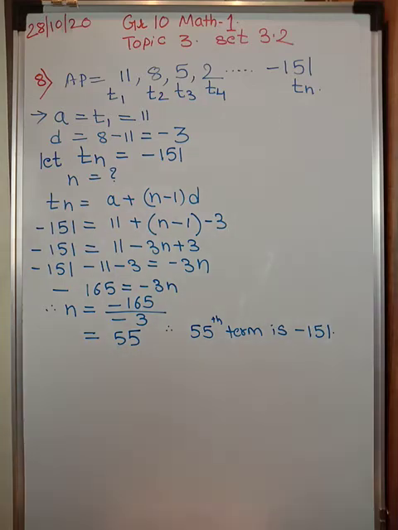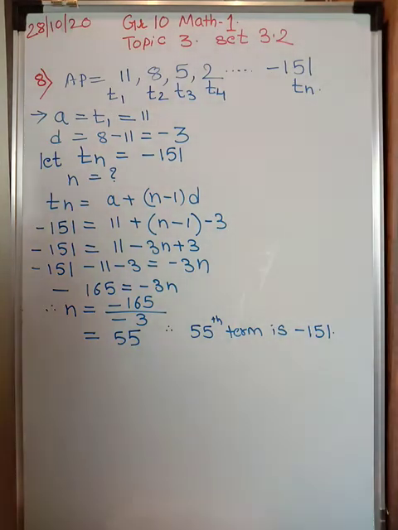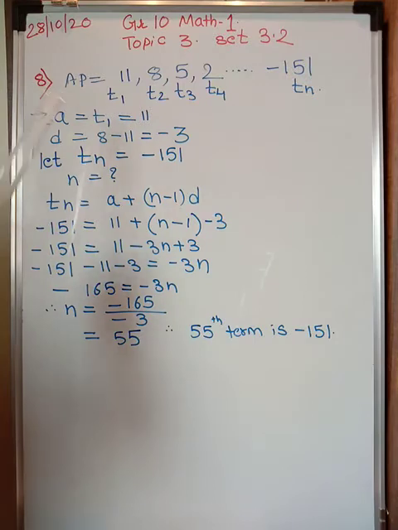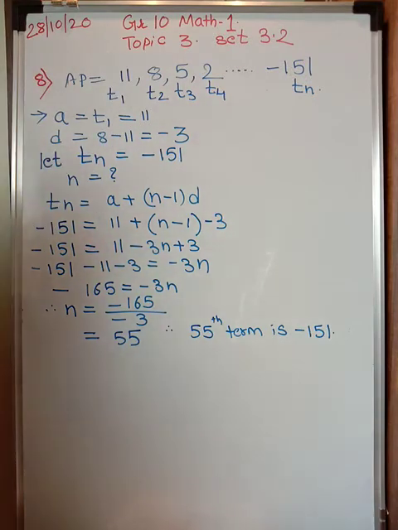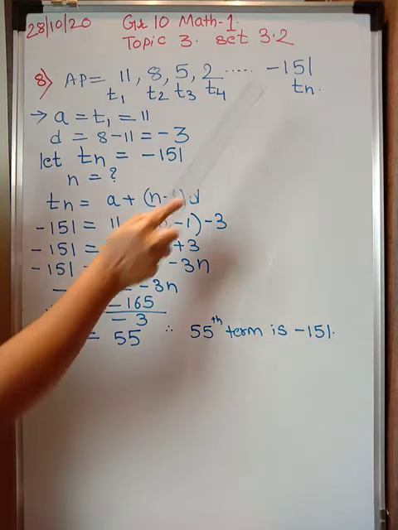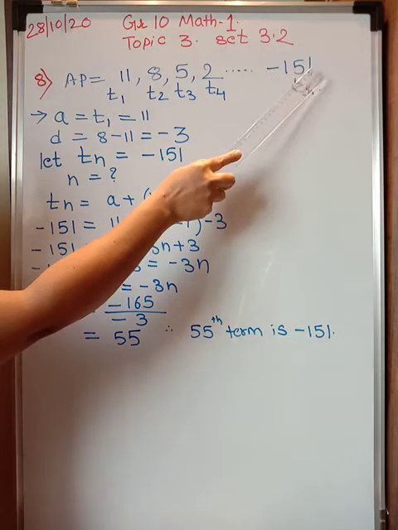In grade 10, let's do the 8th question from set 3.2. This is the given AP. I'll just read the question for you. Which term of the AP 11, 8, 5, 2, dot dot, is minus 151? This is the AP given. Which term of the AP is minus 151?